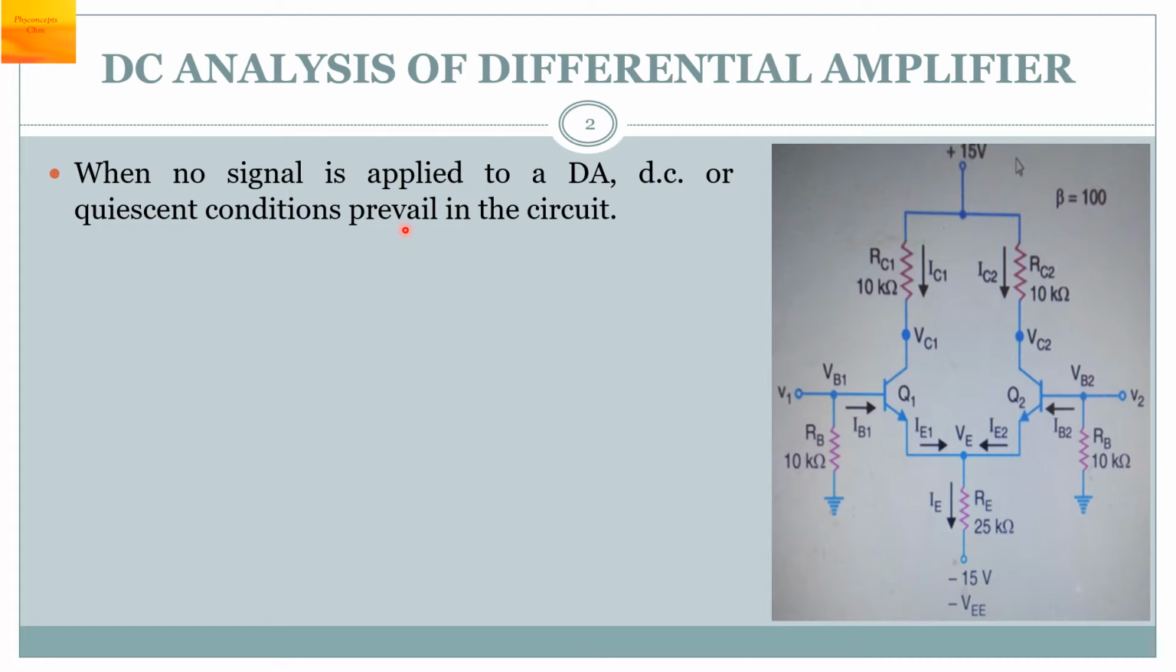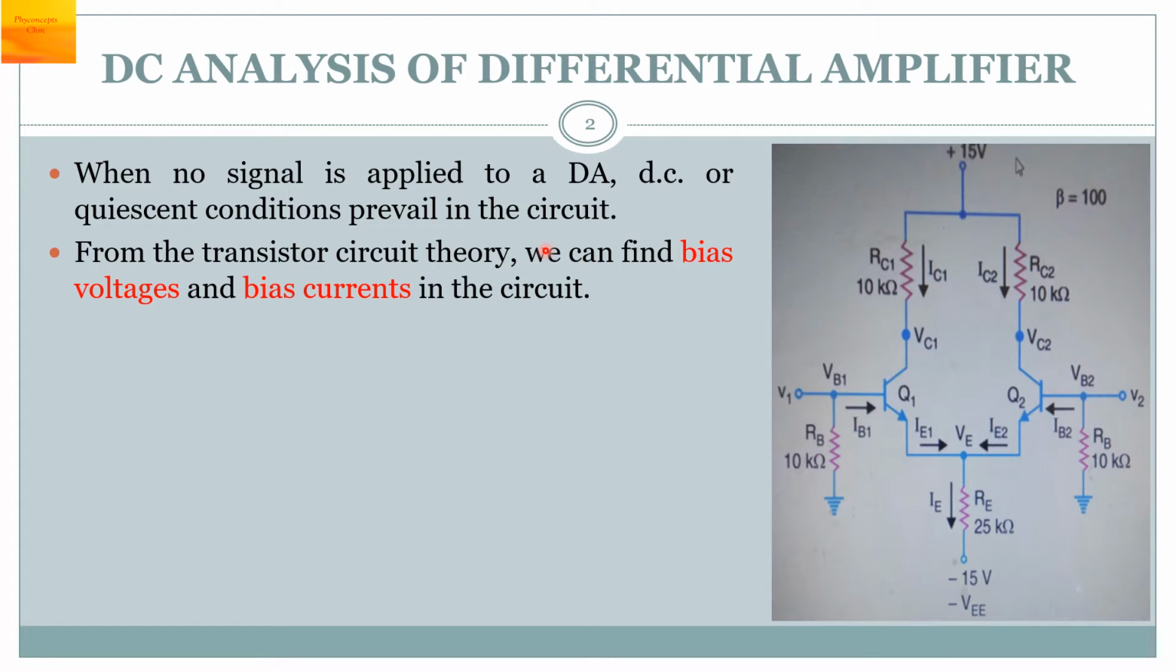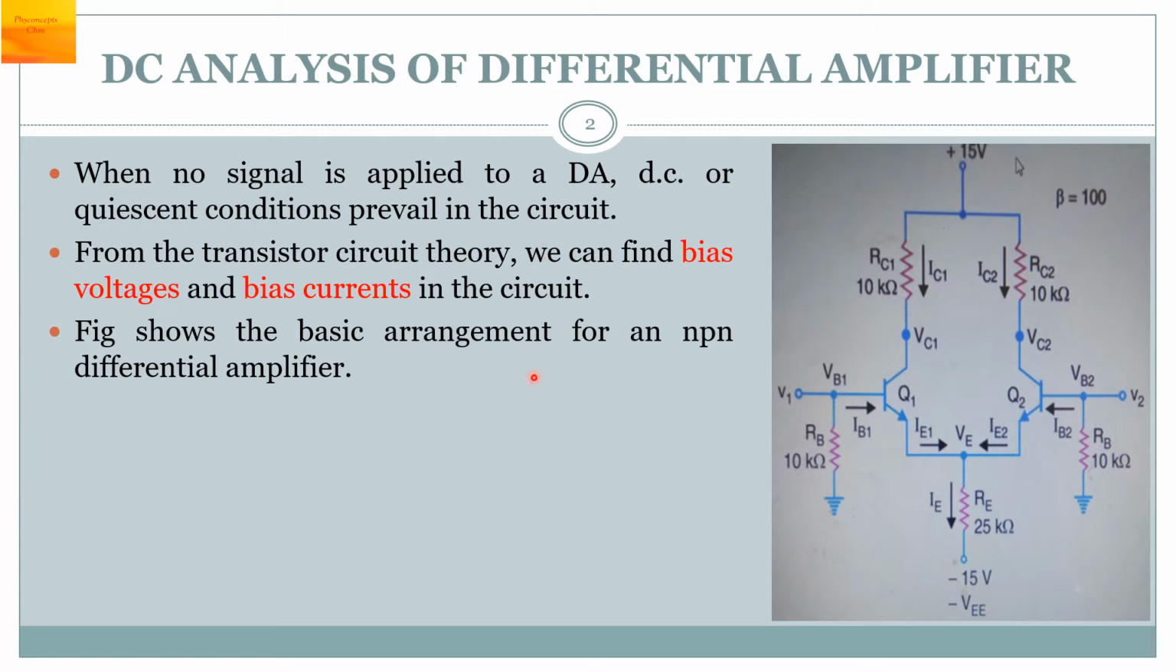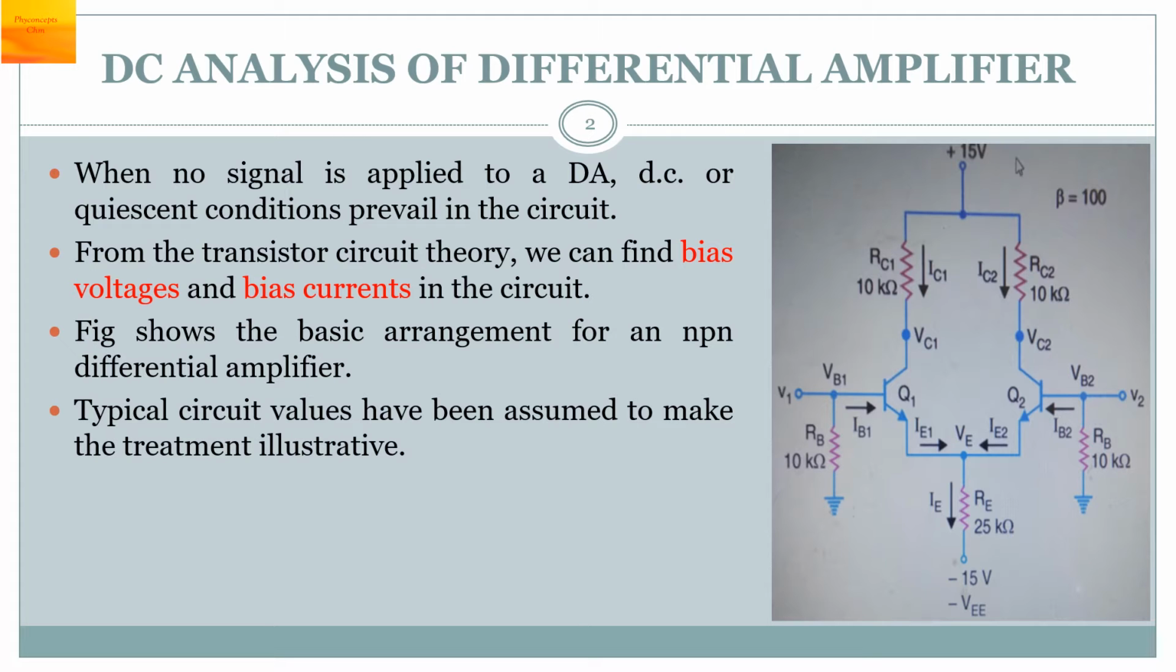When you are not applying any input signal to the differential amplifier, then the DC or the quiescent conditions prevail in the circuit. We will now find the bias voltages and bias currents in the circuit. So the figure shows the basic arrangement for an NPN differential amplifier. Typical circuit values have been assumed to make the treatment illustrative.